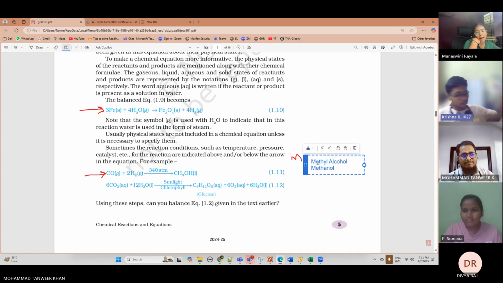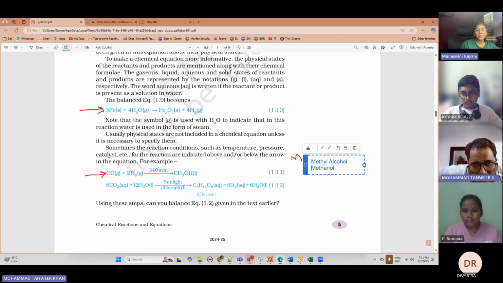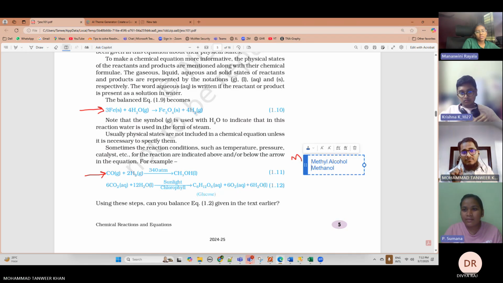Divya, have you written? Yes, sir. Now this is in which form? Liquid form. Okay. Is this toxic? What is the meaning of toxic? It can kill a person. Dangerous. So this is highly toxic. And it is flammable as well. What is the meaning of flammable? It can burn, get fire, or light up. Combustible. Correct.